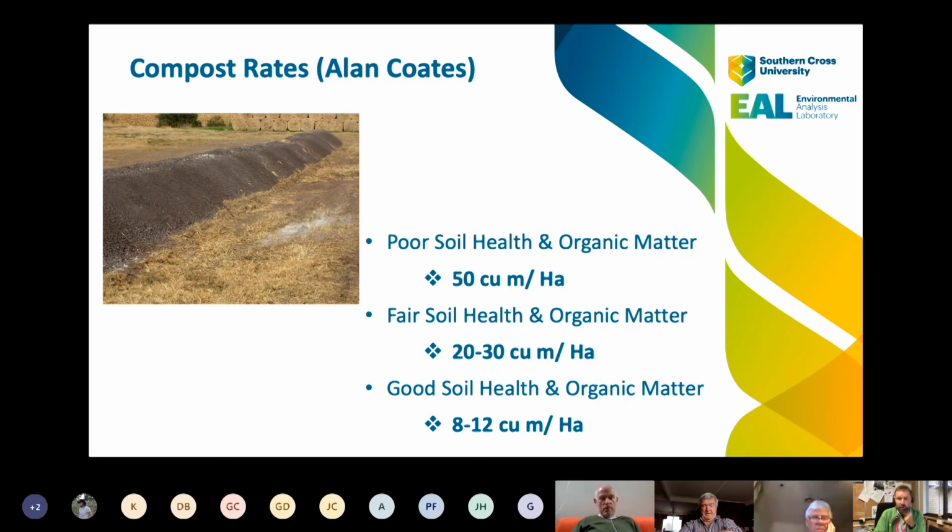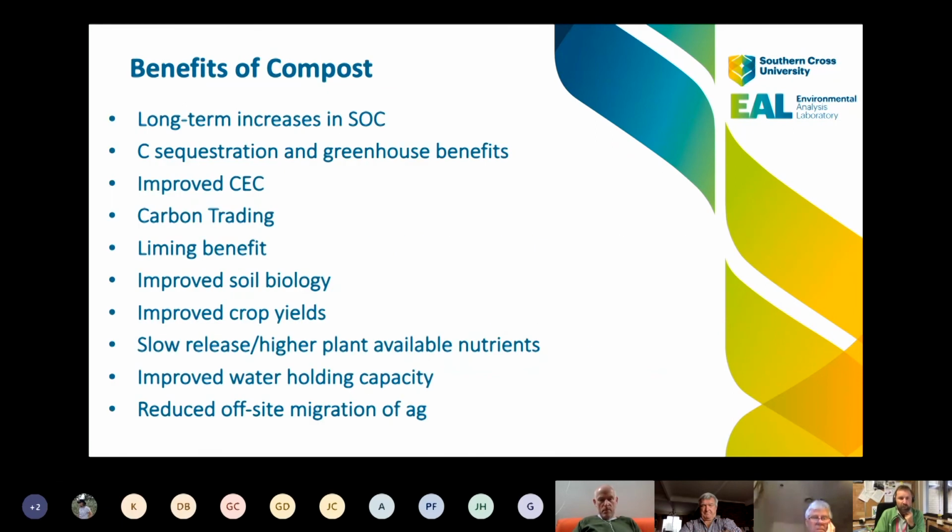Diversity is the key to compost. You do not want the same products all the time, and you do need to try to balance your carbon to nitrogen ratio. The benefits of compost are massive: long-term increases, liming benefit, which I've talked about, improved biology, improved crop yields, improved water holding capacity.